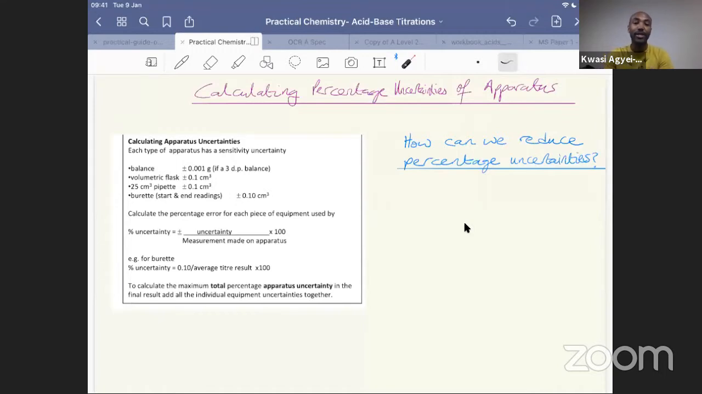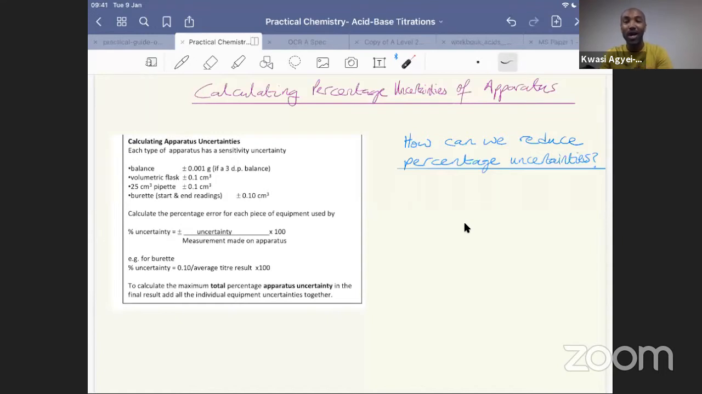Okay, and finally it says to calculate the maximum total percentage apparatus uncertainty. So all the different pieces of apparatus you've used to measure or take readings, you simply add up all the percentage uncertainties or percentage errors, and that gives you the overall uncertainty for the apparatus. Okay, so that is useful to know because you can then compare the overall uncertainty of all the apparatus with the percentage difference in your final answer versus the actual or expected answer.